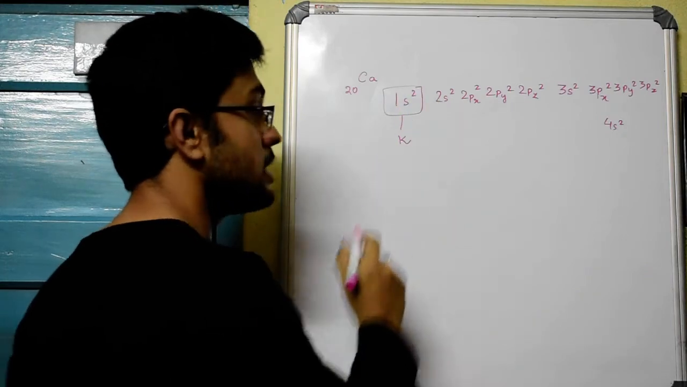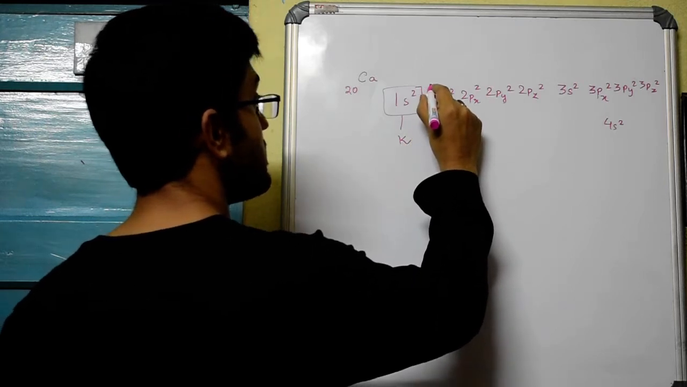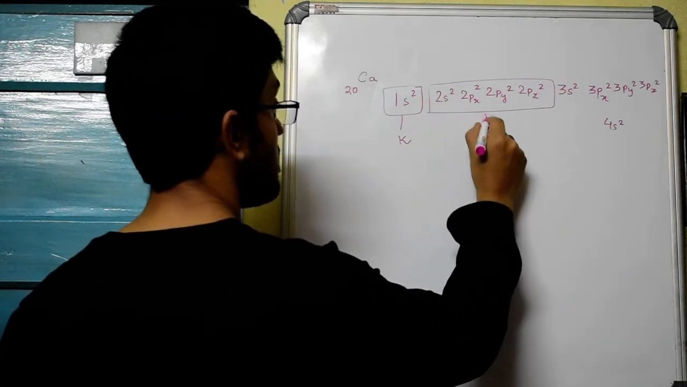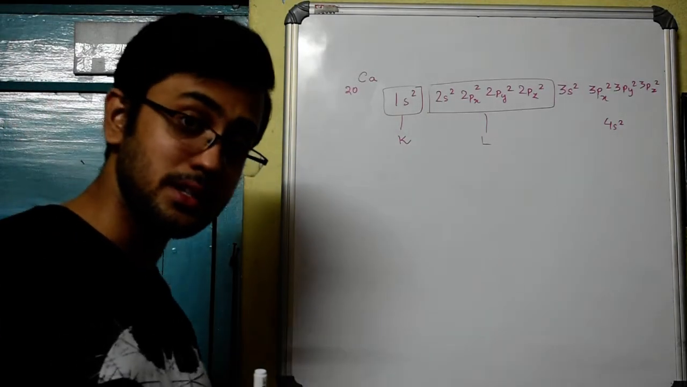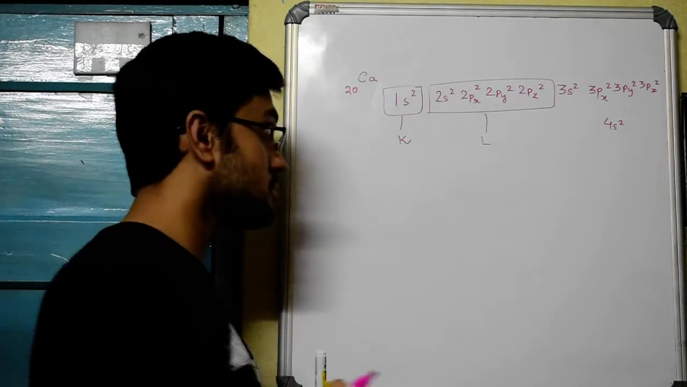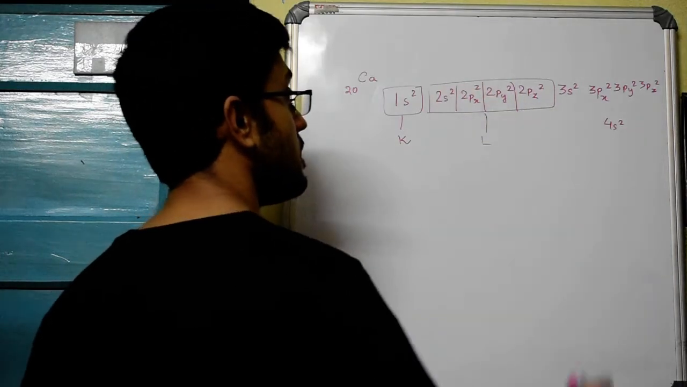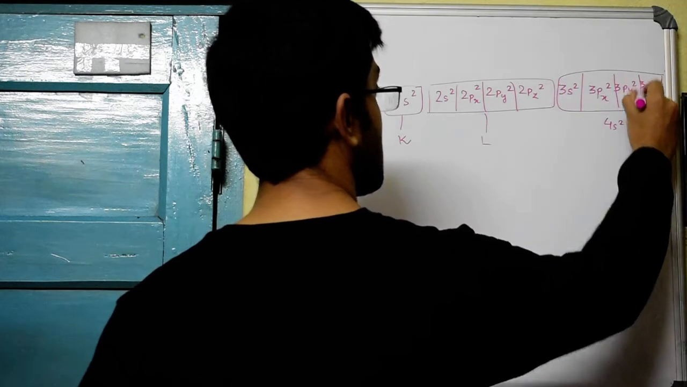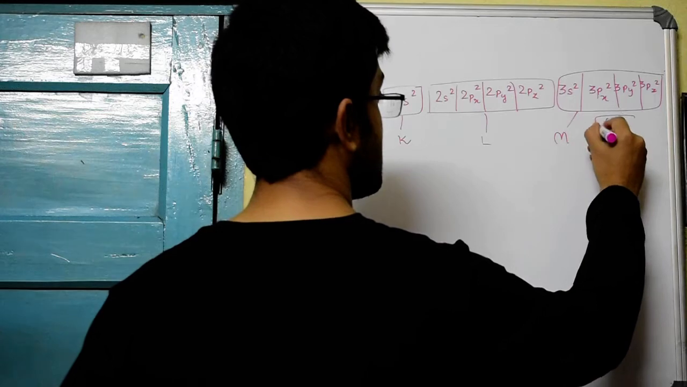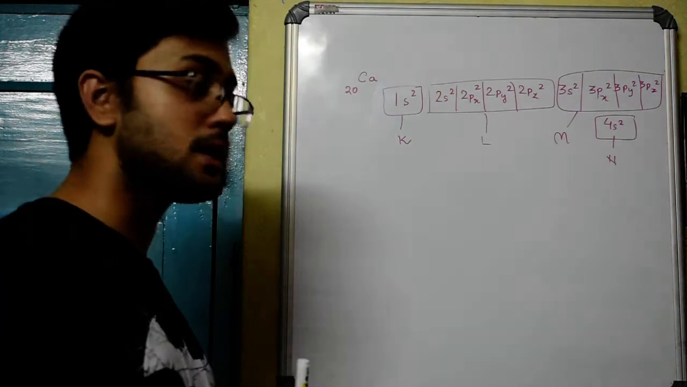This is our K shell, 1 orbital only. This entire thing is our L shell. How many orbitals did the L shell have? 4 orbitals: 1, 2, 3, 4. This thing is our M shell. And this is our N shell. As you can see, each orbital has got 2 electrons at max.